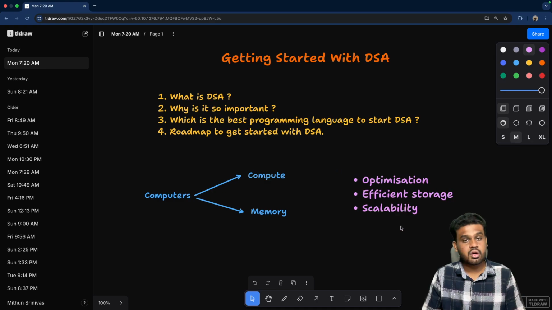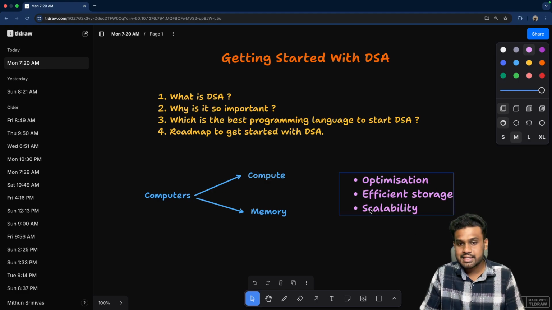Because to solve a problem, there will be a lot of options, but what is the optimized way? Optimized way means which consumes less compute and memory. Efficient storage means which uses the storage in the best way. It's not like I am storing lesser, I am using less storage, so it's efficient. No, you will have trade-offs.